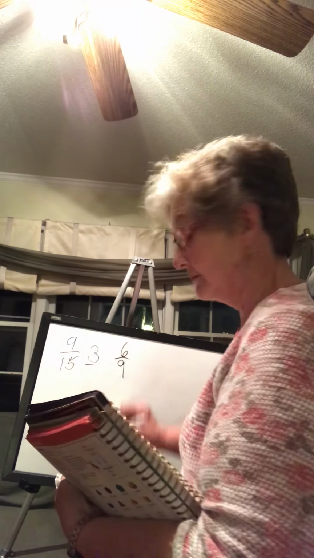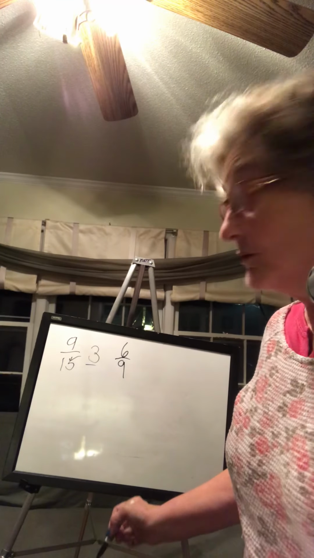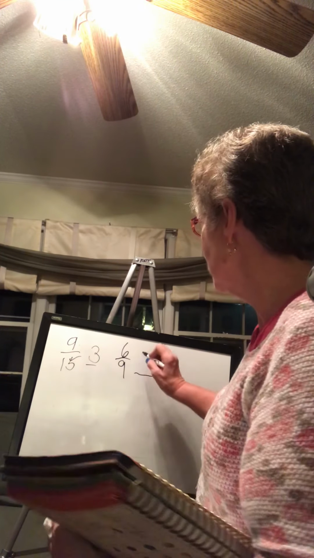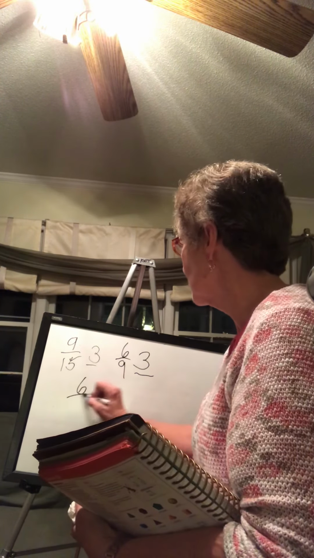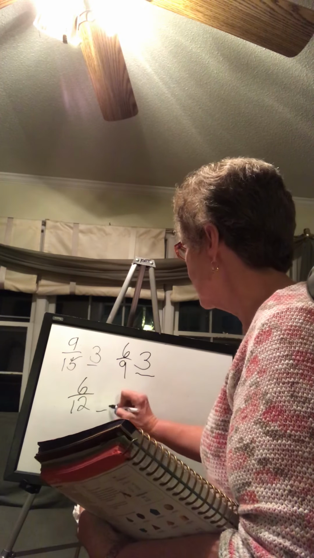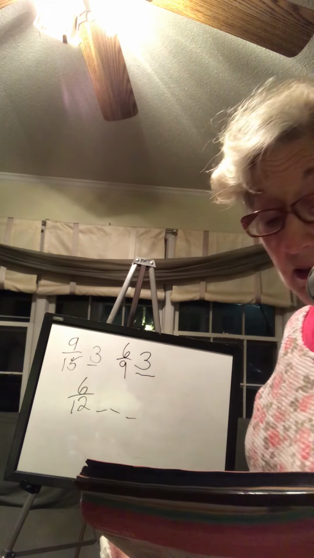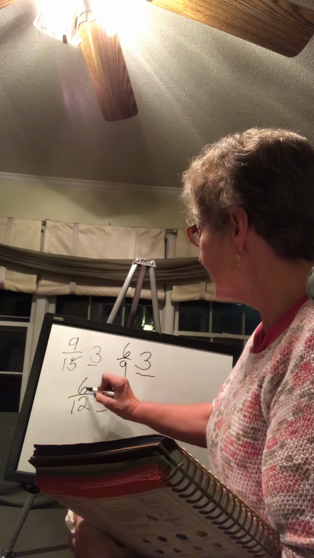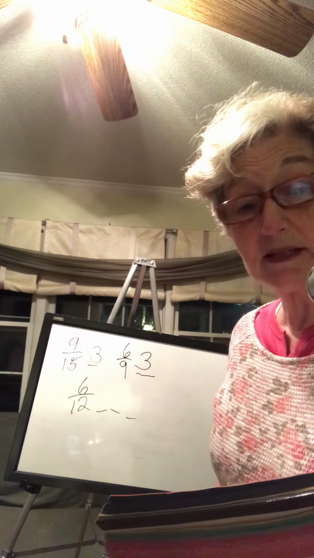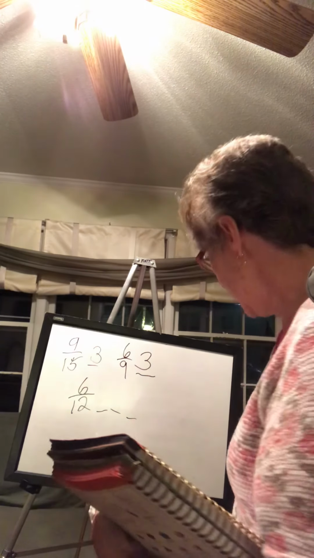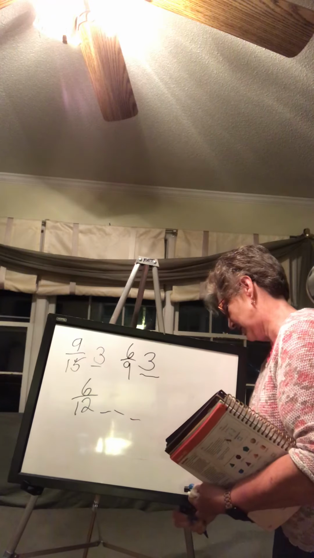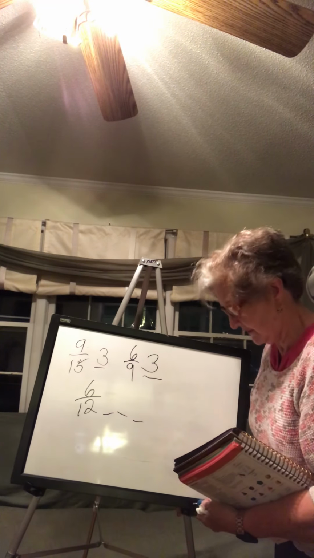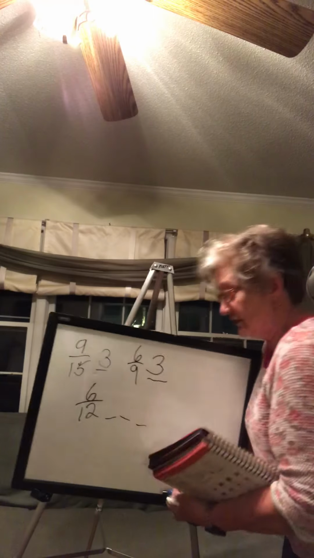6/9. Again, there's only one that works, and it's the same one as for 9/15. But now we're on C, 6/12. And there are 3 different numbers. We know that, can 6 and 12 both be divided by 6? Yes, it can.